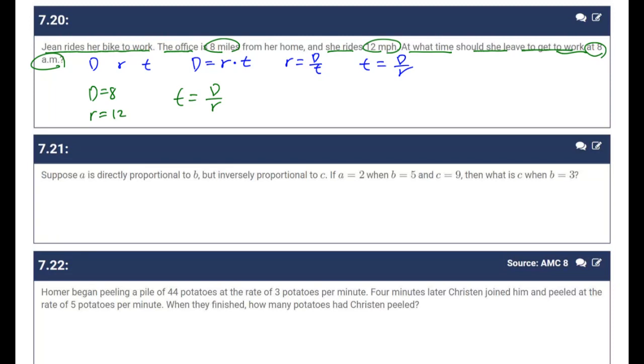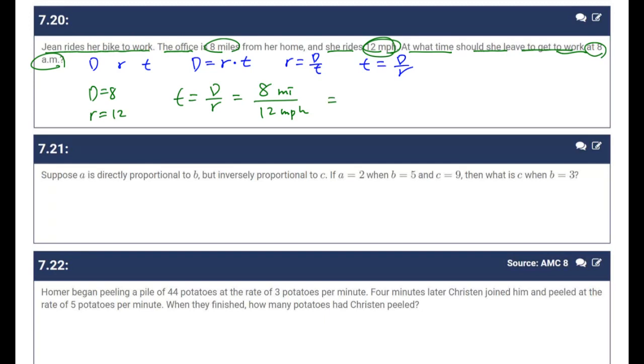8 miles, right? Well, sometimes they play around with the units. Sometimes they do a minute and hour mixture, so just be careful with that, right? But here, what was the speed? 12 miles per hour. So it's the same miles, right? So that's gonna be what?